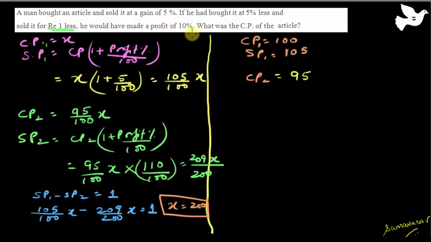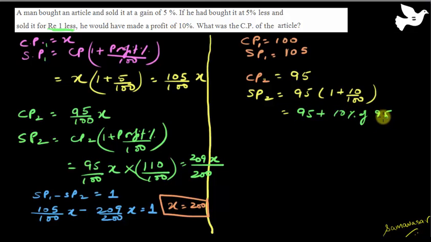He would have made a profit of 10%. So if he makes a profit of 10%, my SP2 is simply equal to 95 into 1 plus 10 by 100. Or if you don't want to solve it, another shortcut method would be simply 95 plus 10% of 95. 10% of 95 is 9.5. I'm doing this so that in the exam you know how to do it quickly. You don't have to do 110 by 100 and then solve it. So 95 plus 9.5 is equal to 104.5. So this is my SP2.